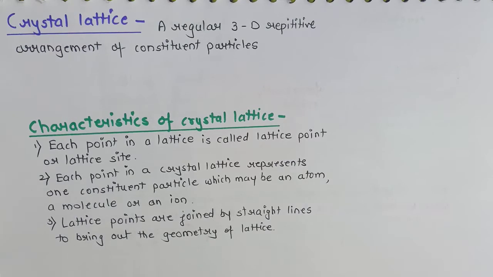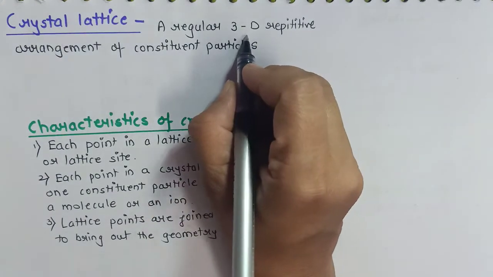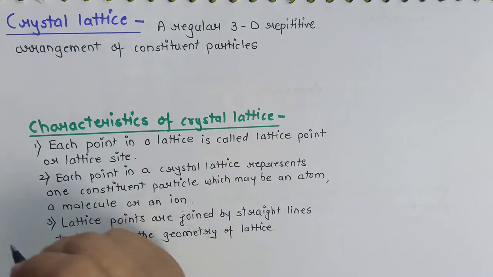Hello students. Now we know that in solids the constituent particles are tightly packed. When we say the constituent particles are tightly packed, exactly how they are arranged in the solids, that we are going to study today. So the definite and regular arrangement of the constituent particles in 3D, that is what we call as crystal lattice.